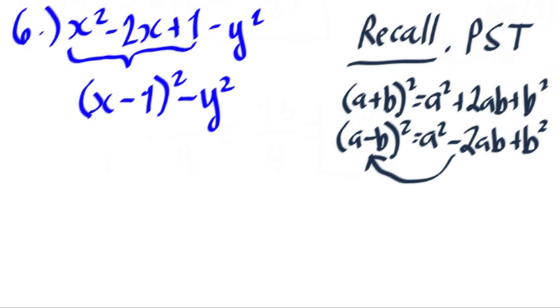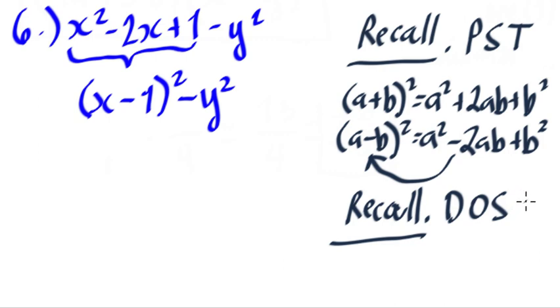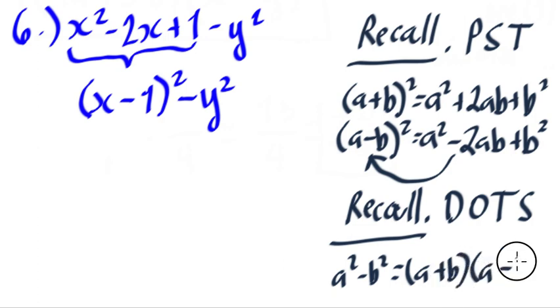What can we apply, sir? Again, recall our difference of two squares. Recalling a lot. So if we have again a squared minus b squared, it's just equal to a plus b times the quantity of a minus b.